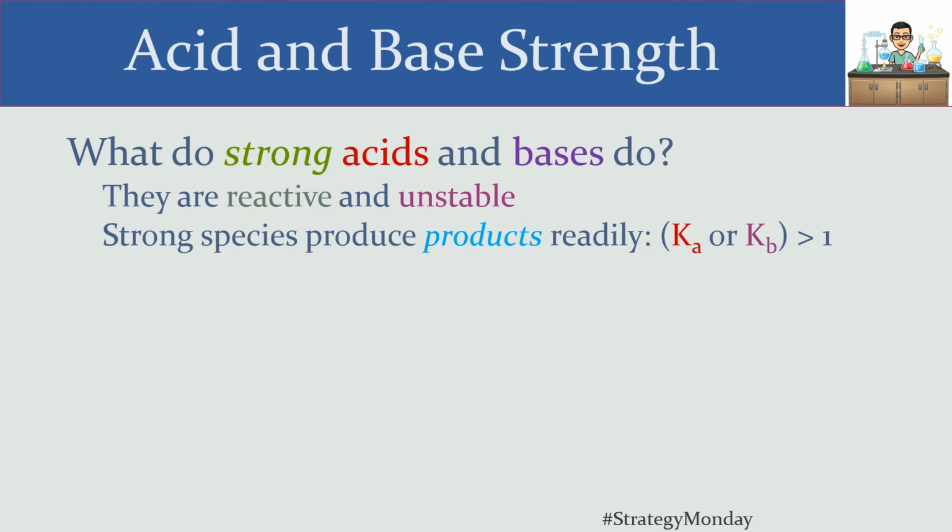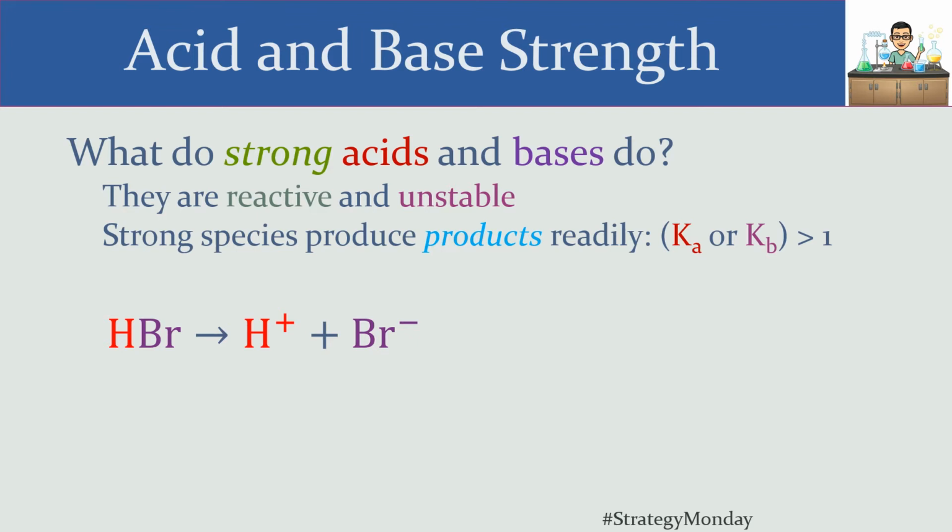And so the way that we measure the product to reactant ratio is we take a look at something called an equilibrium constant. When we're talking about an acid, it's a Ka, and when we're talking about a base, it's a Kb. If you take a look at the way the equilibrium constants are set up, you'll notice that in each case, if you have a strong acid or a strong base, you're going to end up with a K value that is bigger than 1.